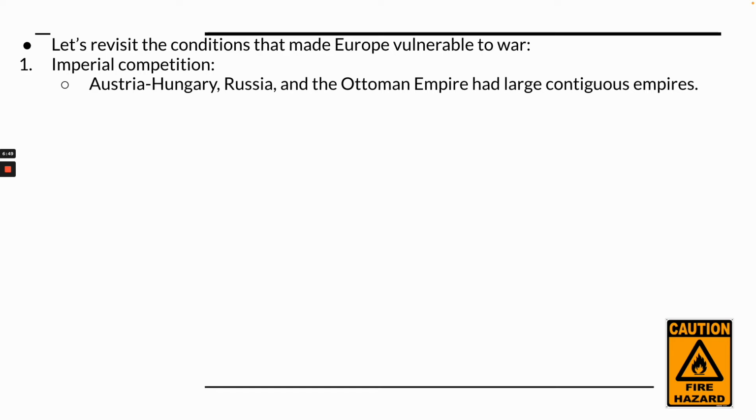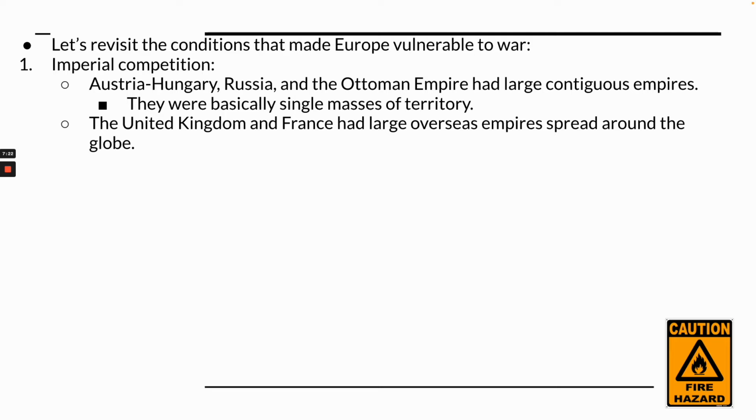The Austro-Hungarians, the Russians, and the Ottomans. Right? Today's Turks. The Ottomans had large contiguous empires. These are land empires, because contiguous means that they're basically single masses of territory, like the 48 contiguous United States. That's what that means. All 48 of those states are linked together on a single landmass. Hawaii and Alaska are separated from us, either by an ocean or by another country.